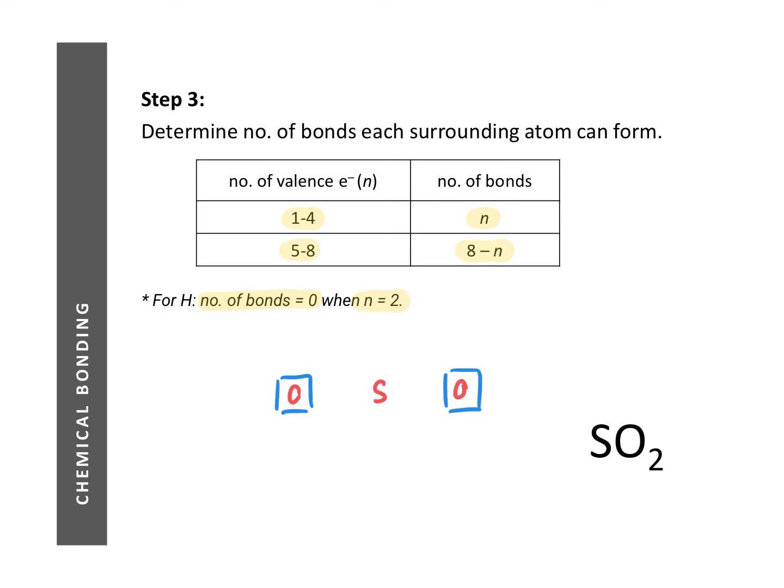So oxygen has 6 valence electrons, so we have to follow this rule. It means that it can form 2 bonds to the central atom. The other oxygen atom can also form 2 bonds.